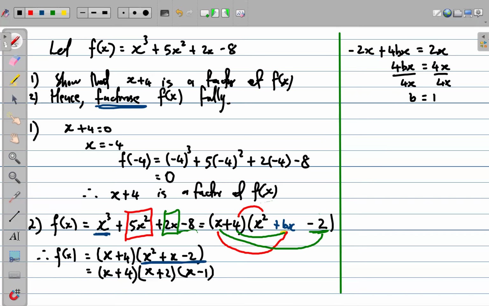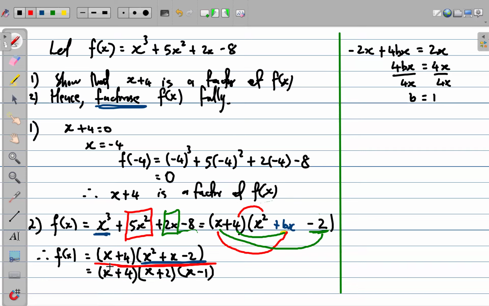And as you see, the emphasis is on the word fully, which means if you just stopped here, you have not factorized this thing in full, because the x squared plus x minus 2 can also be factorized. So once again, I want to stress the importance of actually reading the instructions per question and following those. You must answer a question to the T.